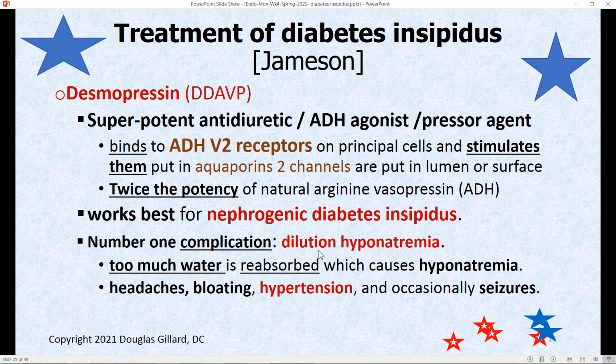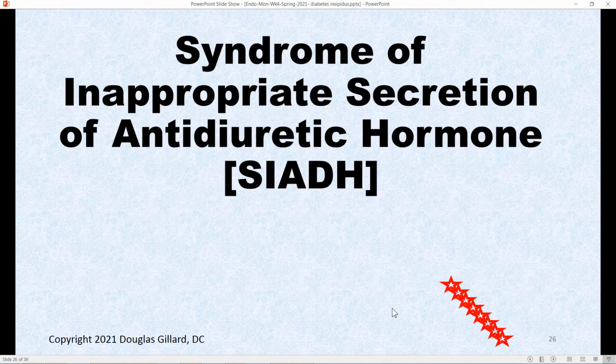Number one complication is it works too well, and so you get a hyponatremia. Yep, too much water is reabsorbed, and you get too much water. You get a watery blood instead of a salty blood. What does hyponatremia do? Headaches, bloating, hypertension, occasional seizure if it's bad enough. All right, so that's enough about diabetes insipidus.